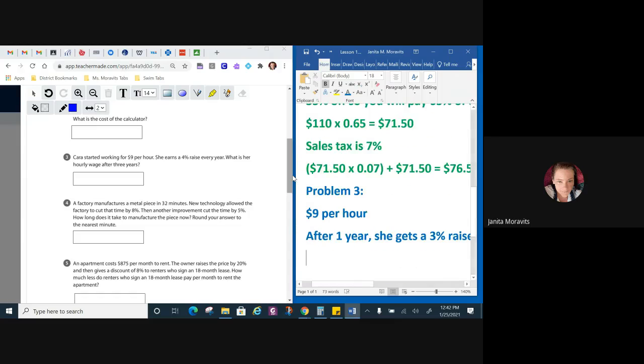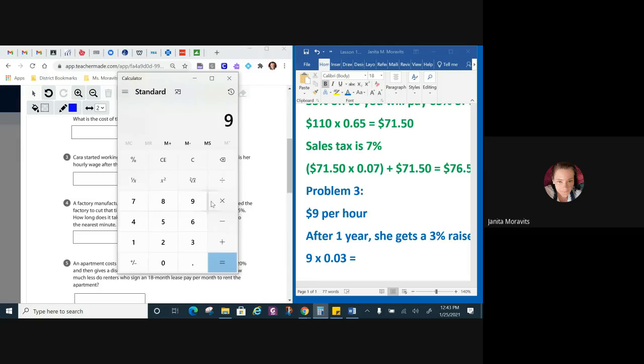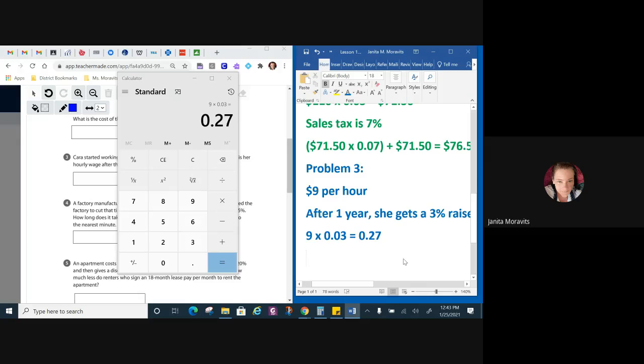All right, so let's see how much a 3% raise is. So $9 times 3% would be 0.03. And that's equal to, let's see what that is. $9 times 0.03, that equals 27 cents. So she's going to get a 27-cent raise. So that means that she'll be making $9.27 per hour.